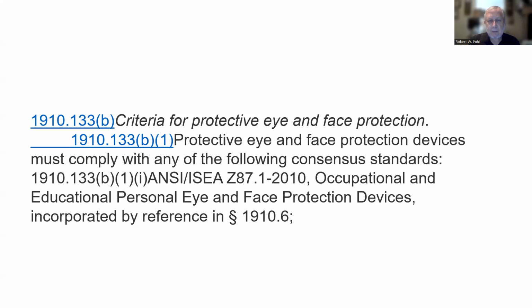Criteria for protective eye and face protection. Protective eye and face protection devices must comply with any of the following consensus standards: 1910.133(b)(1)(i), ANSI/ISEA Z87.1-2010, Occupational and Educational Personal Eye and Face Protection Devices, incorporated by reference in 1910.6. So this is basically your Z87 here.